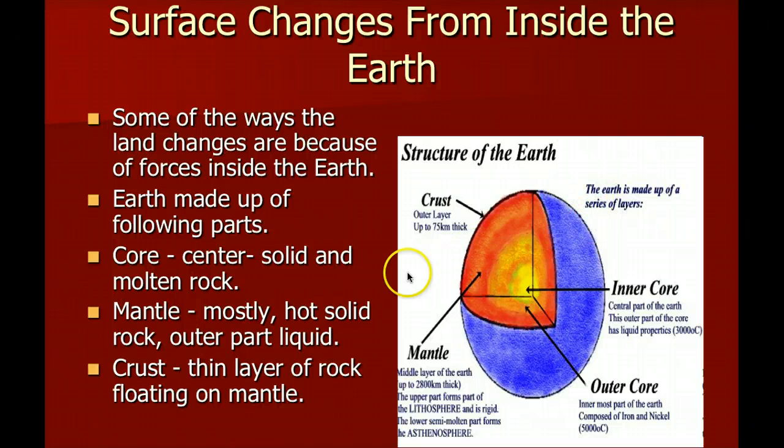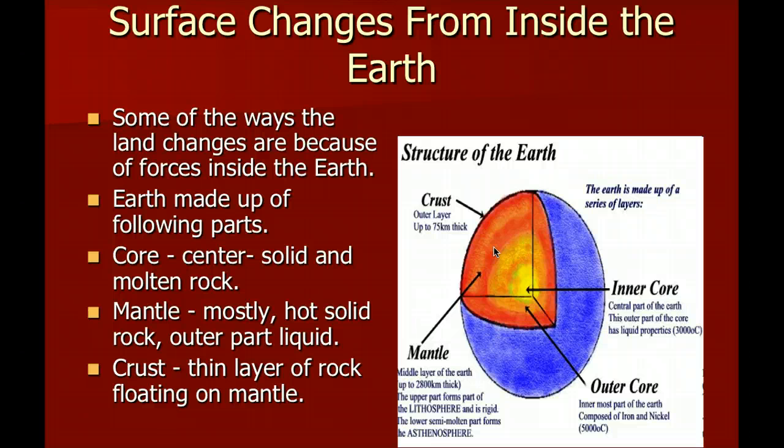What we're talking about here is the structure of the Earth, made of the following parts. We've got the core right here, molten solid rock primarily. Then it also has an inner core that has some liquidy properties, and the outer core, and then we have the mantle, and that is mostly hot and solid. The outer part is kind of liquidy though, because there's a lot of pressure that forces it together.